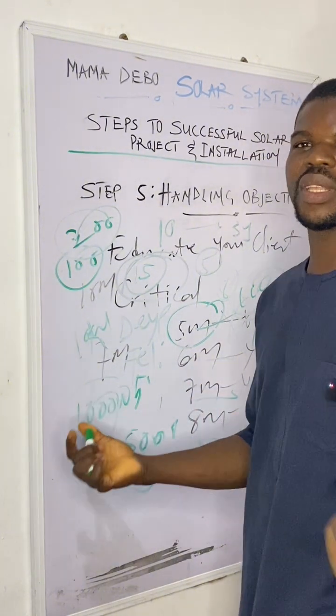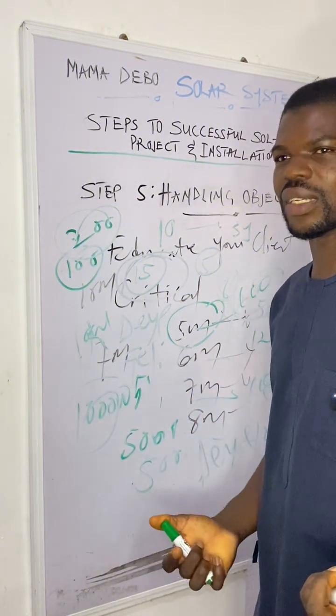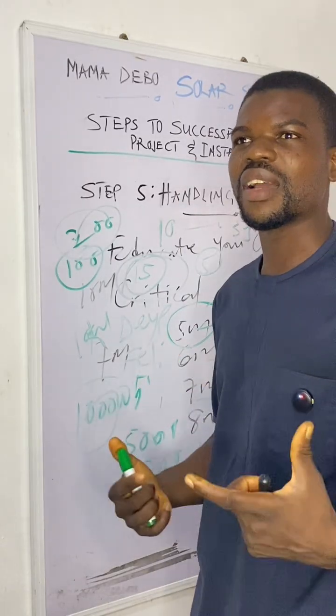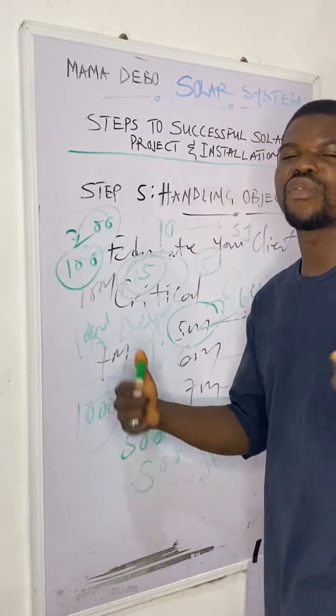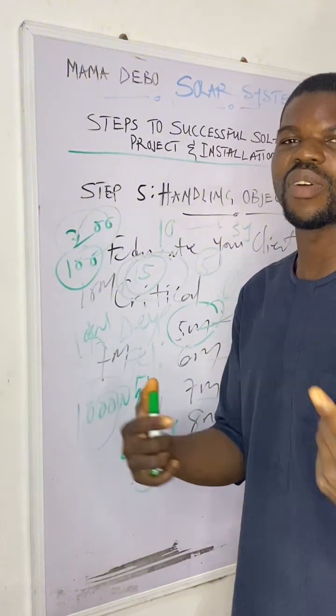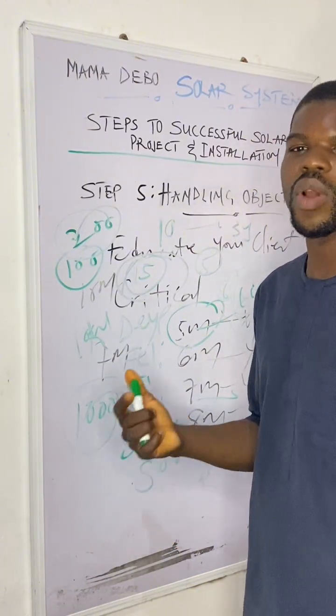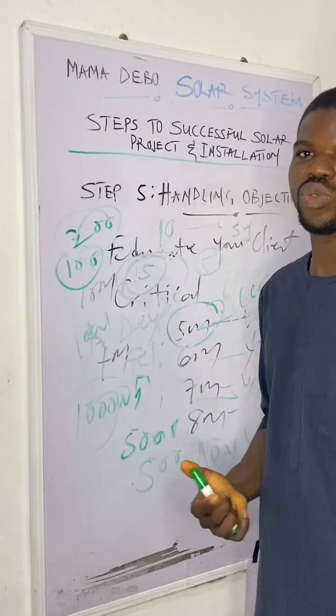Maybe me, I want to use TechFine inverter. So I will tell my client, okay, don't worry, I want to use TechFine. Since the day I've been using TechFine, I have not faced any problem. I've not done this, I've not done that. And their service center is well okay. Immediately I call them, they respond to me immediately.